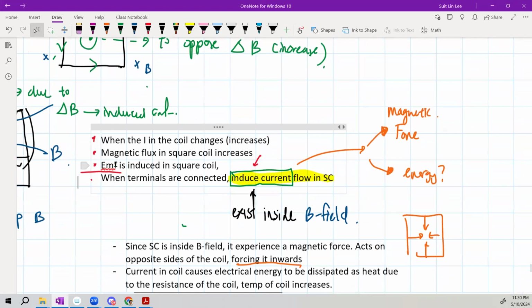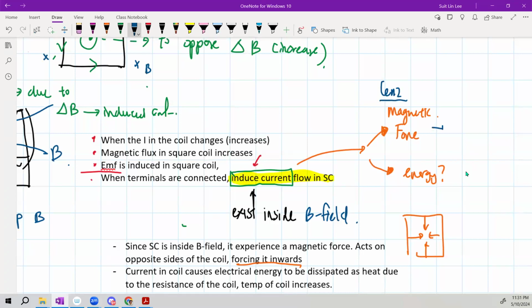At most, I will just briefly mention there's an EMF induced in coil, and because of this, there will be a current inside the coil. Two things will happen. The coil will experience a magnetic force. To find the magnetic force, right, according to Lenz's law, this is an opposition. So the magnetic force, you can either use your Fleming's left hand.